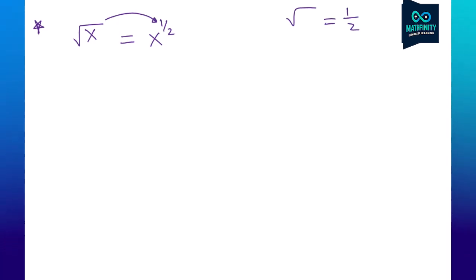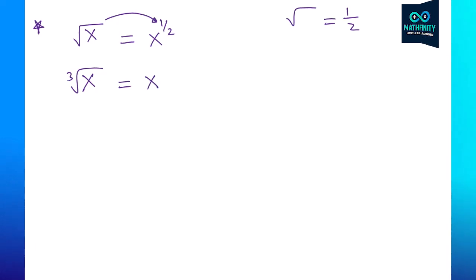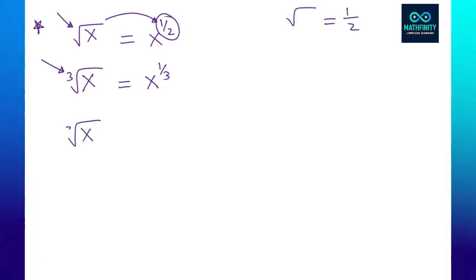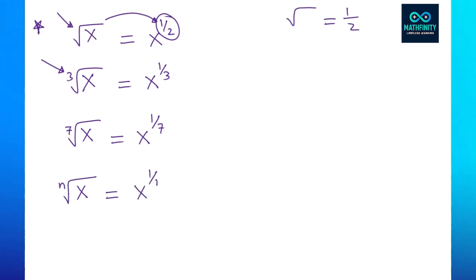Okay. If they give us cube root, then what do we have to write? What is the number here? 3. So we have to write 1 by 3. If there is no number, then by default the value is 1 by 2. But if you see a number like cube, or another example, 7th root, you have to write x power 1 by 7. If you see x with nth root, you have to write x power 1 by n.